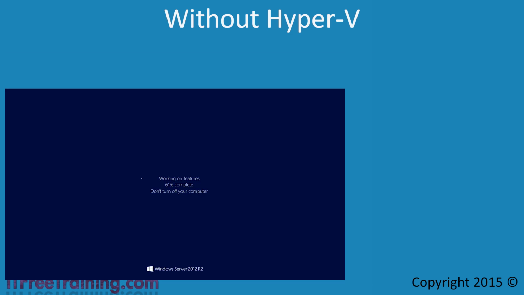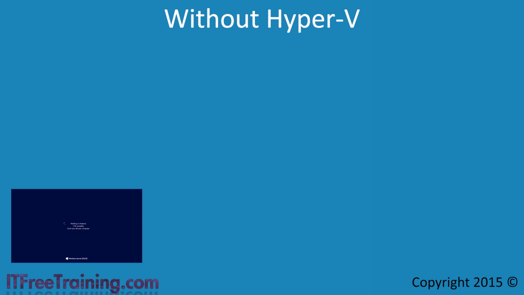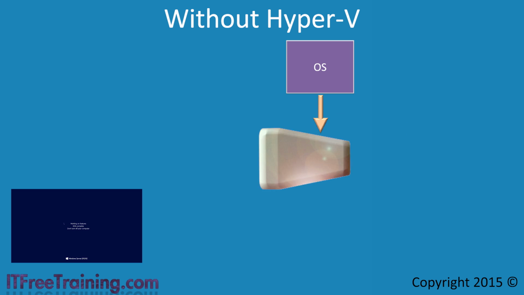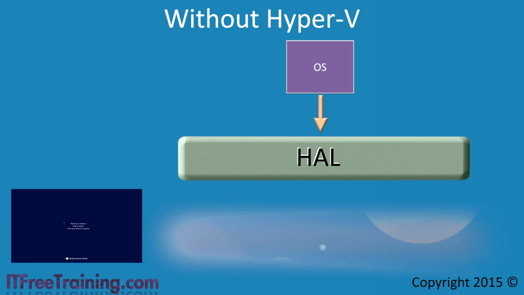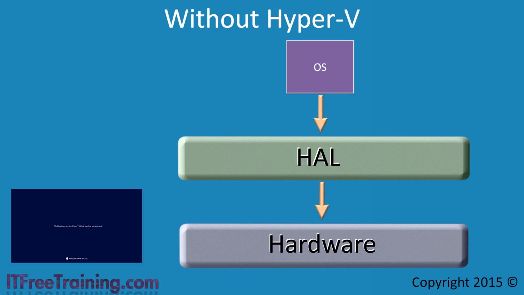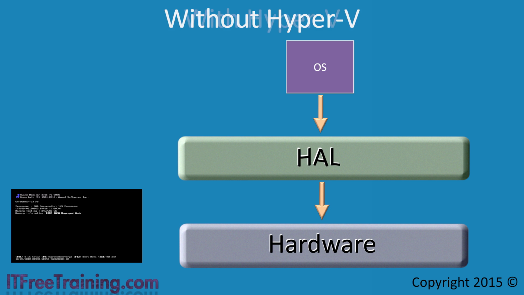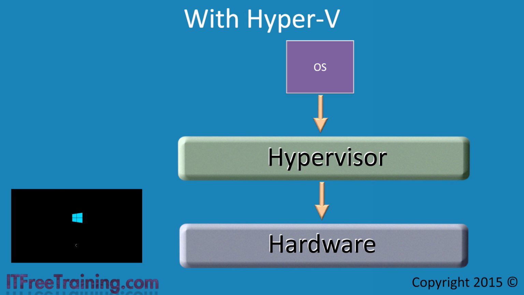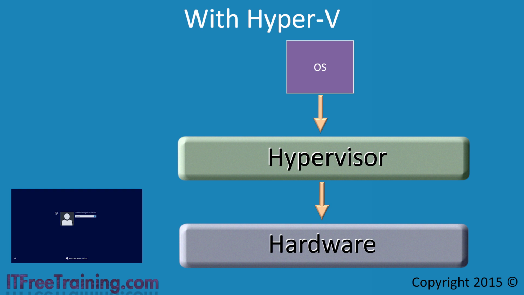When Windows is running without Hyper-V, the operating system communicates with the hardware abstraction layer, or HAL, to access the hardware. When Hyper-V is installed, the whole process changes. When Hyper-V is installed, the HAL is replaced by the Hypervisor. The Hypervisor is essentially a HAL that provides the same features but has been extended for virtualization.